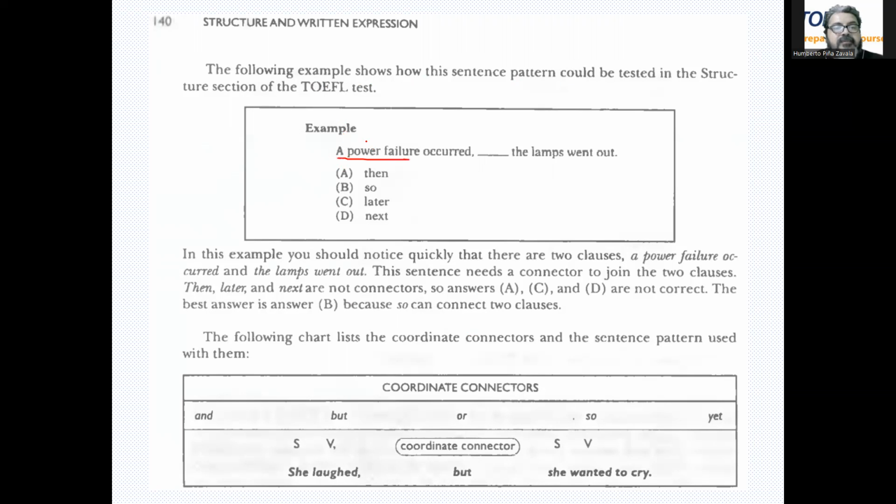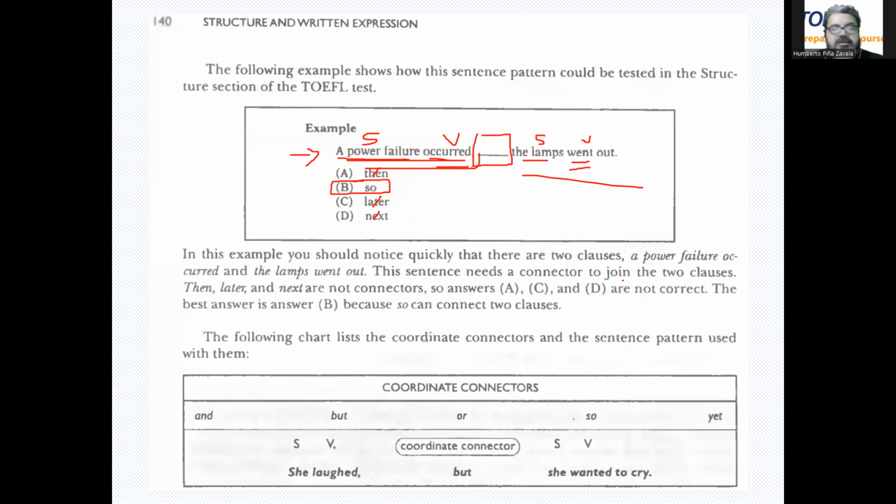For example, given a power failure, subject, occurred, verb, the lamps, subject, went out, verb, right? So we got two subjects, two verbs, that's fine. Here we need a connector, right? So we're going to eliminate those answers that are not connectors, and therefore we got the correct one there. The power failure occurred, comma, so the lamps went out, right? Because this happened, this was the consequence. In this example, you should notice quickly there are two clauses, a power failure occurred and the lamps went out.